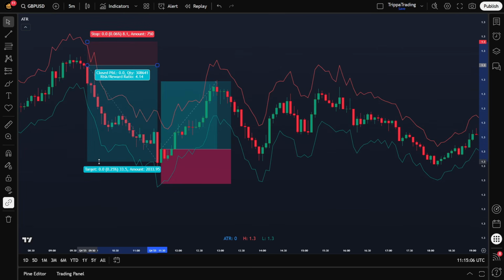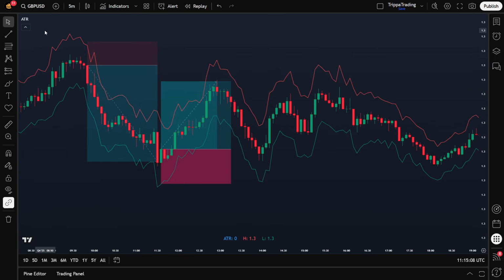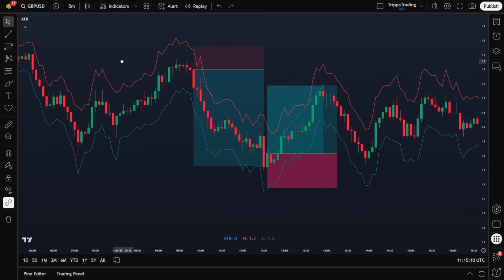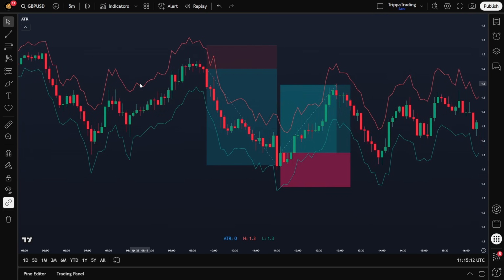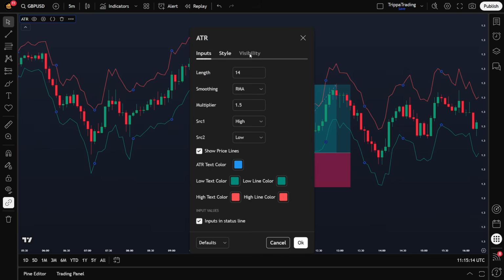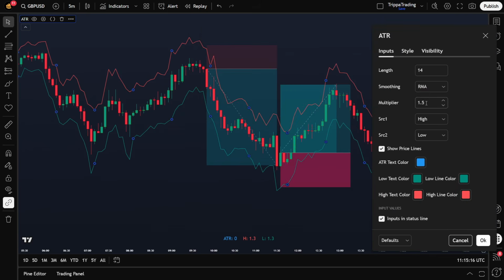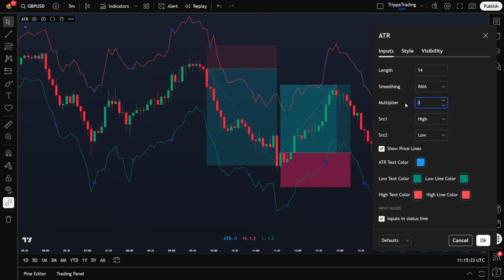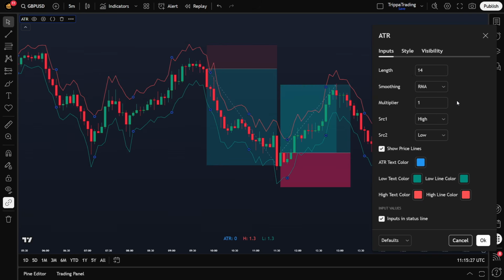For high volatility markets like crypto or Forex, you can increase the multiplier to make the stop wider and avoid getting knocked out by market noise. For calmer markets, reduce the multiplier to tighten the stop. It's simple, visual, and makes trade management super quick, which is exactly what you need in lower time frame trading.